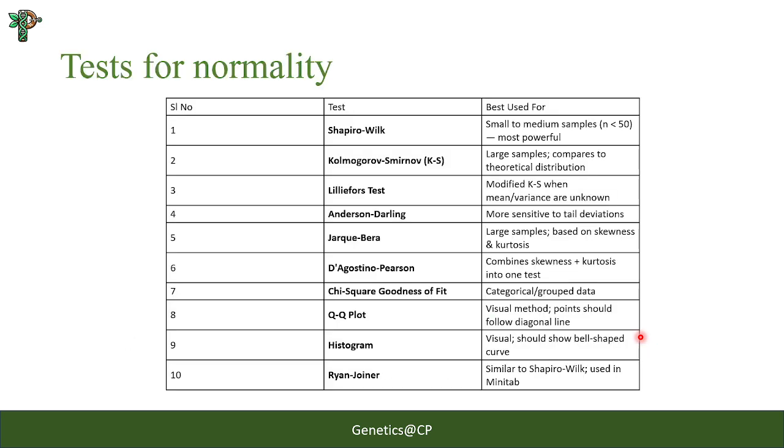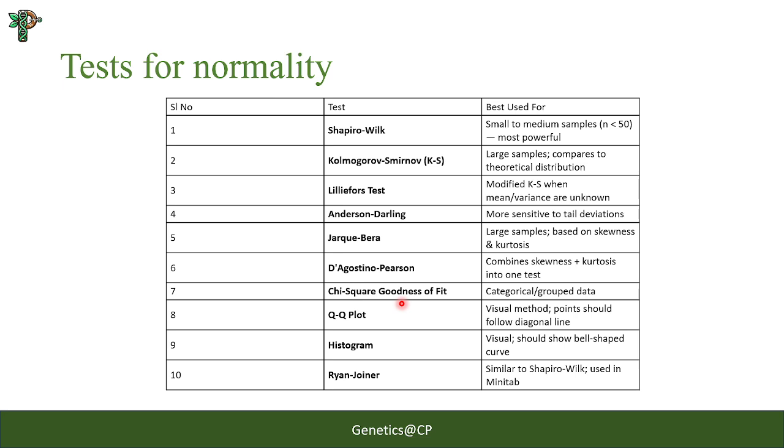Then there are several tests to check whether your data set follows a normal distribution or not. This is also a very important aspect for the examination. Generally, we use the Shapiro-Wilk test, the Anderson-Darling test, the histogram test, and QQ plot analysis to test whether the data is normally distributed. If the data is normal, you can do the analysis.